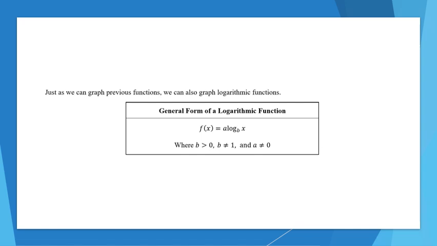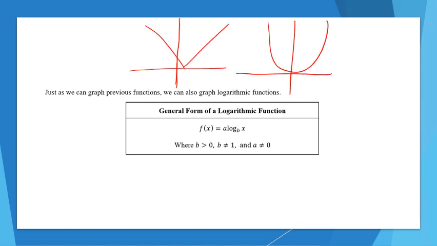So just like how we can graph previous functions, we can also graph logarithmic functions. And I know in the past you've learned absolute value and quadratic equations. Now we're going to be graphing logarithmic functions, and there are two different types. The first one is going to look like this, and the second one is going to look like that. Those are the two general shapes you'll need.